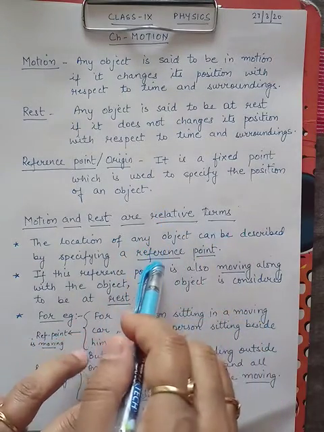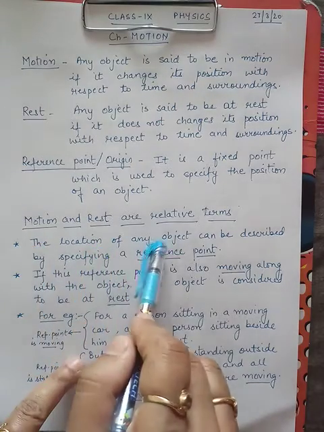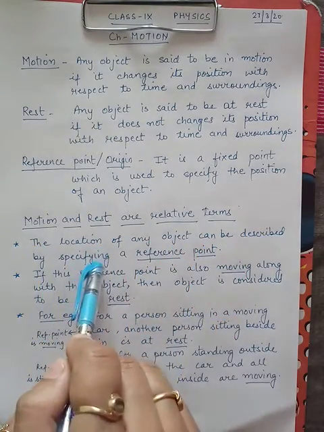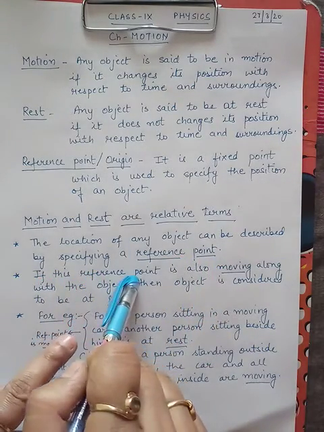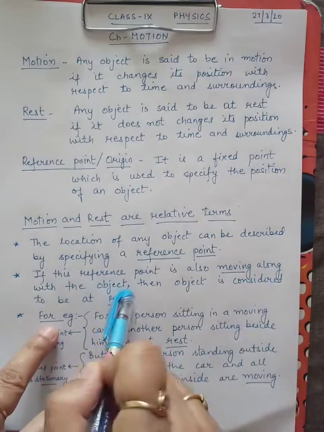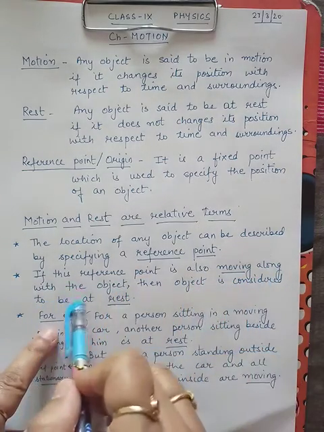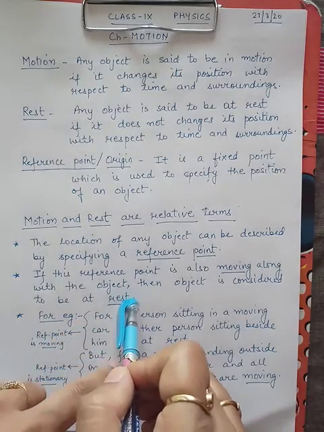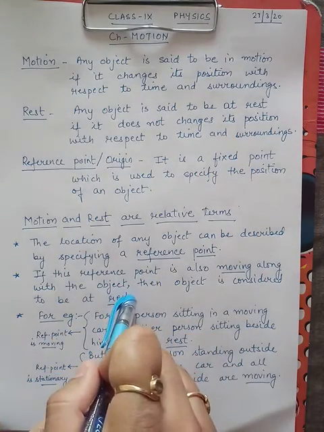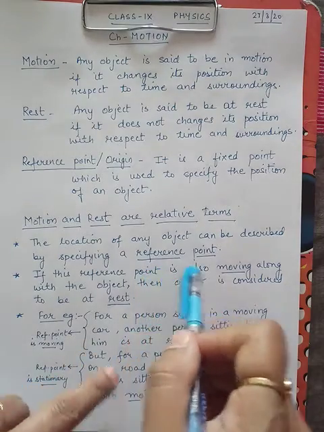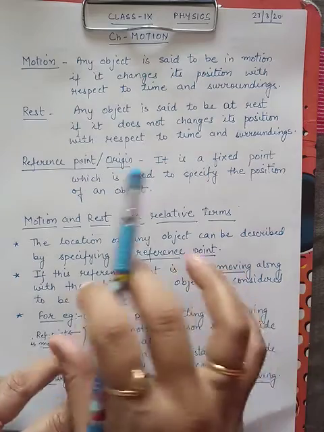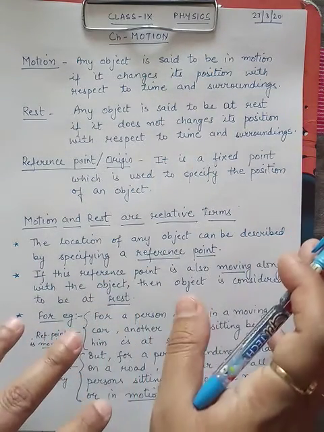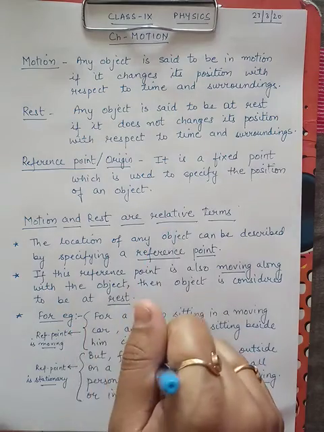In this concept I have written this according to that only. The location of any object can be described by specifying a reference point, and if this reference point is also moving along with the object, then the object is considered to be at rest. And if the reference point is not moving, it is at rest, then the object is considered to be in motion. So it is only the concept of reference point from where we are taking the reference point.